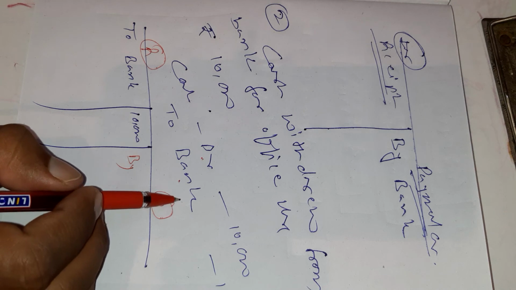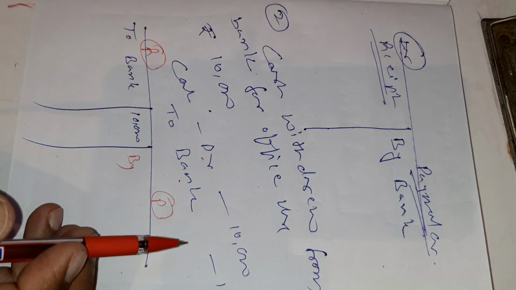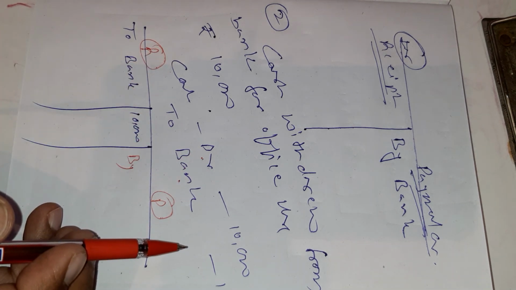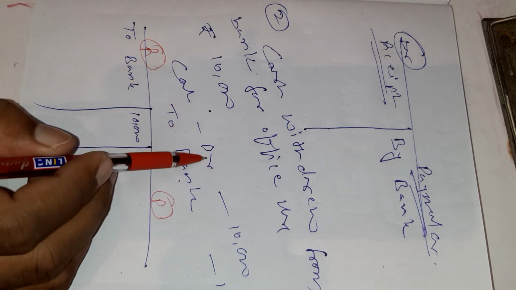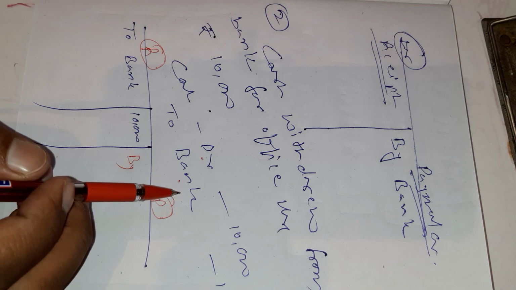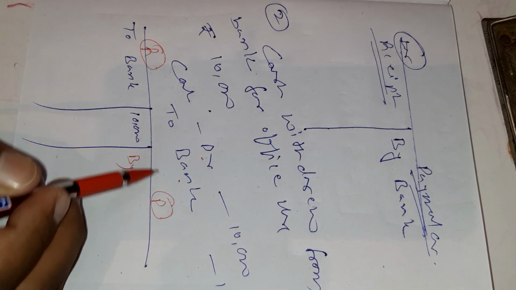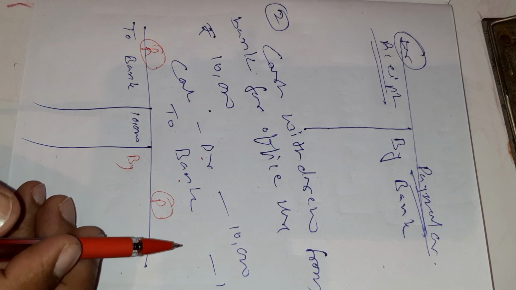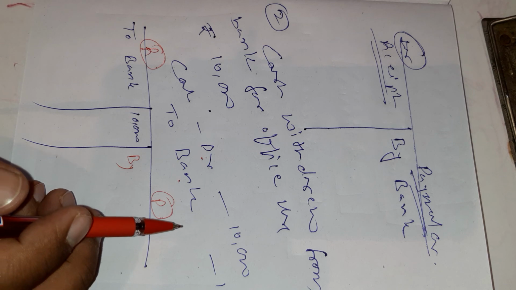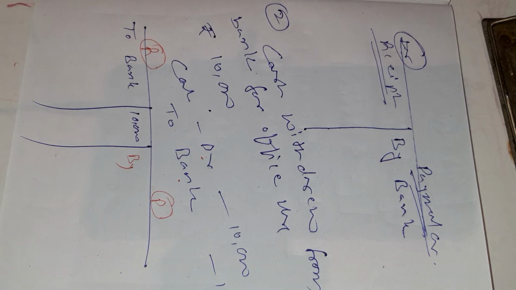Clear? Debit aspect is recorded on the receipt side, this is debit, the debit side in the cash book, and credit aspect is recorded on the payment side of the bank column. Try to understand. In this video I have discussed what is contra.